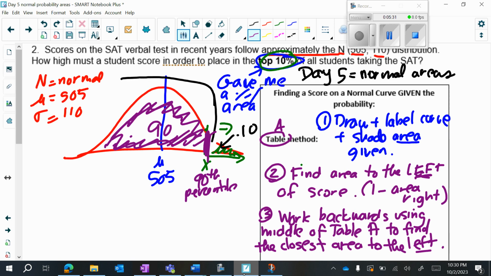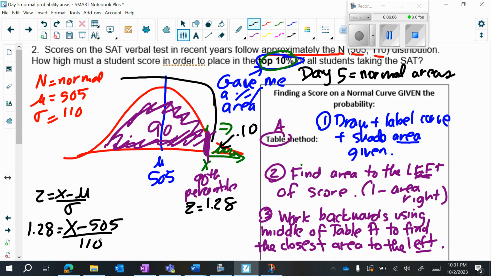We wanted the z-score. So now that I have my z-score, the last thing I need to do is find the actual score on the SAT, because 1.28 is the standardized score, but it's not actually the score that the person got on the SAT. So what you have to do is write your z-score formula in symbols. We always recommend it. Then you plug in the z-score that you got, 1.28, for z. You leave x blank because we're going to solve for x. And you plug in your 505, which is your mean, and 110, your standard deviation. And then you cross multiply and solve.